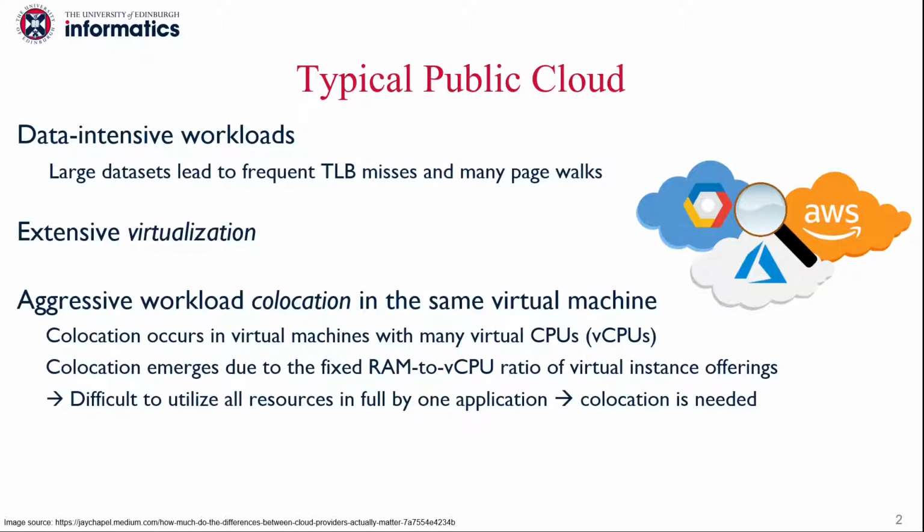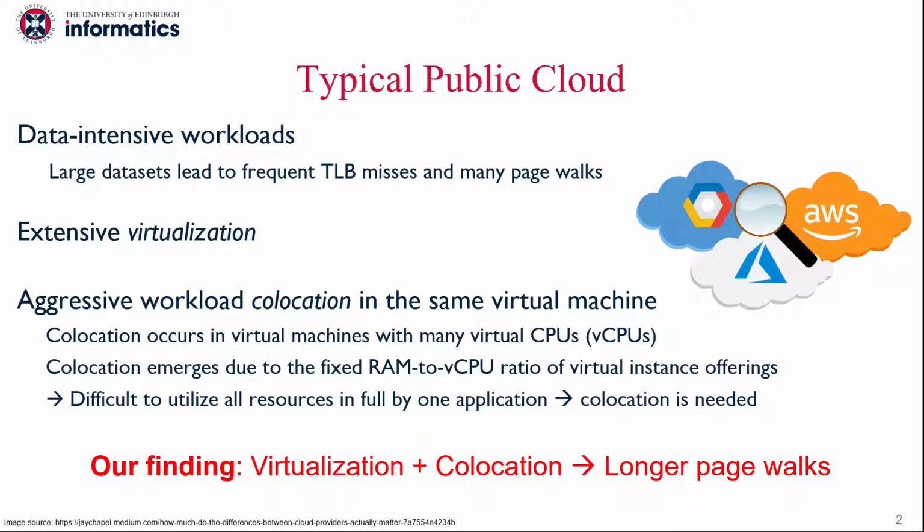We studied the environment that has all three of these features, and we found that on a Linux-based operating system, in such an environment, there is a performance bottleneck in the virtual memory subsystem. The performance bottleneck is created by the combined use of virtualization and application collocation. Namely, such a combination makes page walks longer.